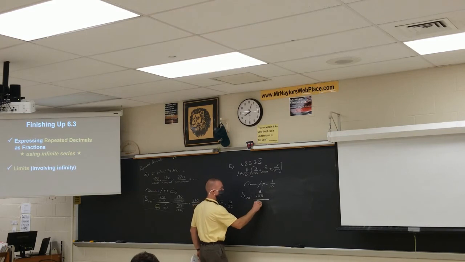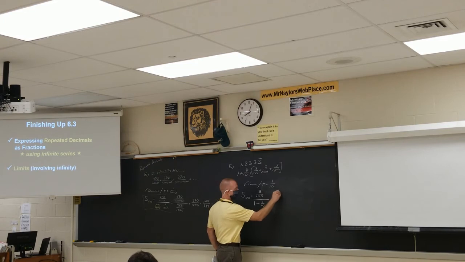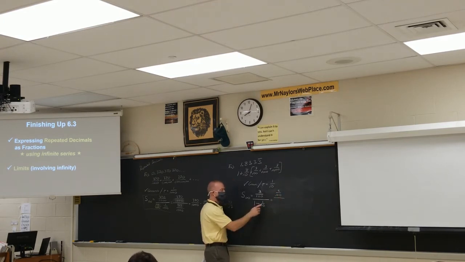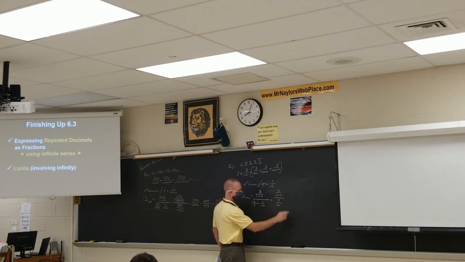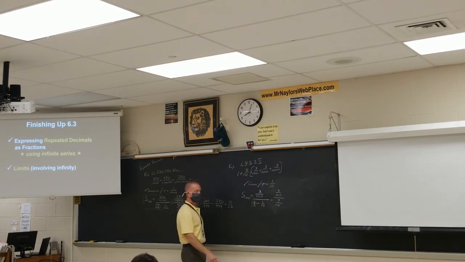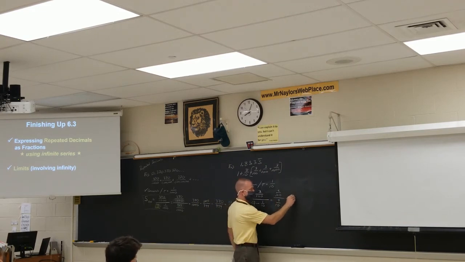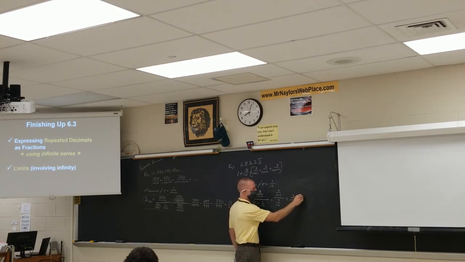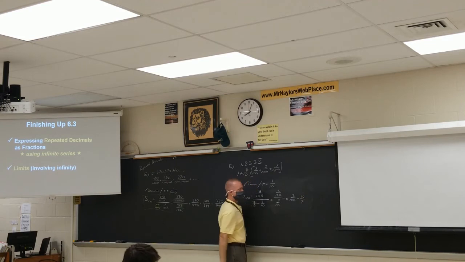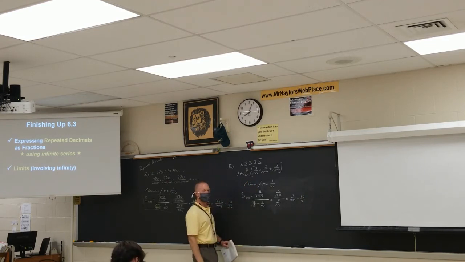One minus 1/10, 1 minus r. Now 1 minus 1/10 is like 10/10 minus 1/10, 9/10. You're always going to find some kind of canceling. Multiply by the reciprocal of 9/10, which is multiplying by 10/9. Again, you're always going to find some canceling.